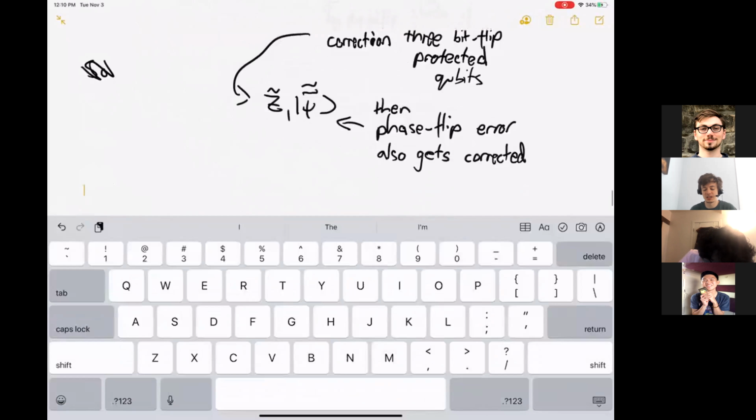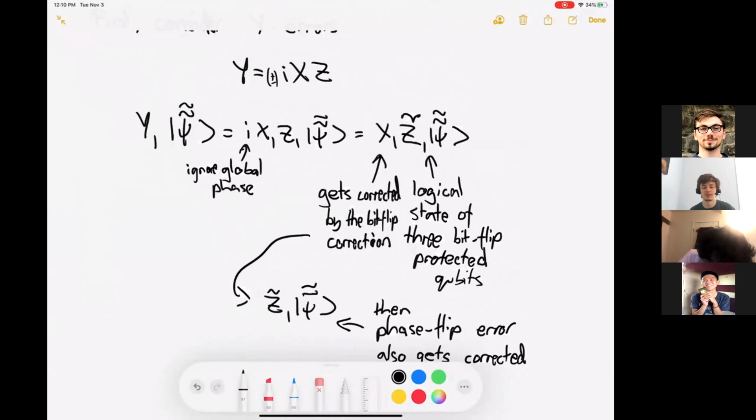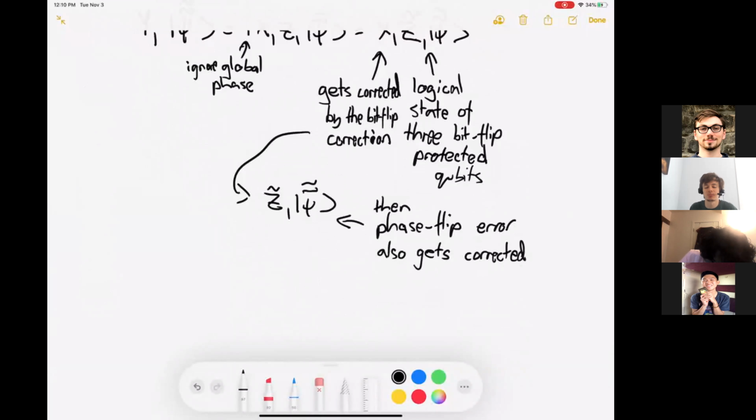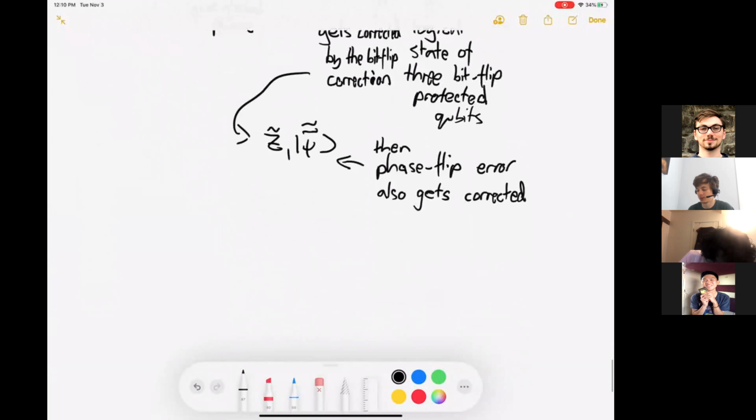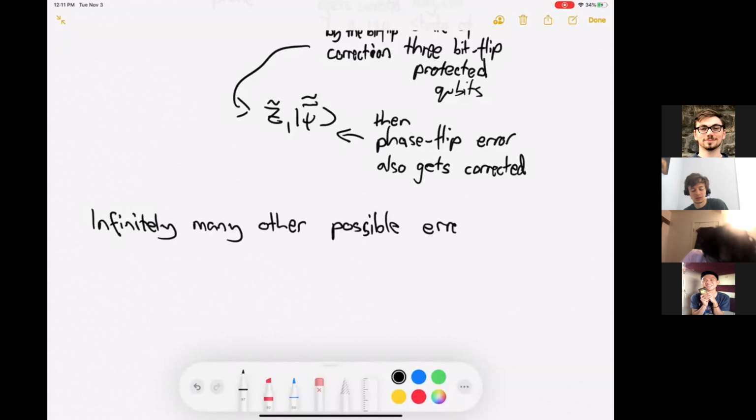So this process actually corrects Y errors as well, just by treating them as both a bit flip error and a phase flip error, which is basically what they are. So this shouldn't be surprising to you at all, we get Y errors for free. What should be surprising, at least unless you're more intelligent than me, when I first heard this, is that the infinitely many other sources of error also get corrected.